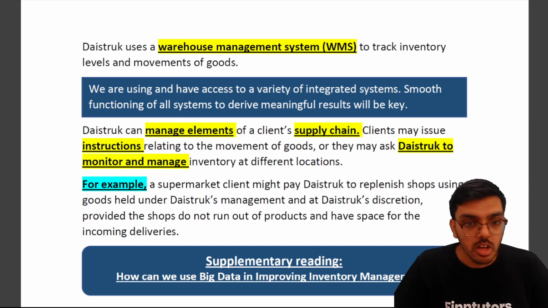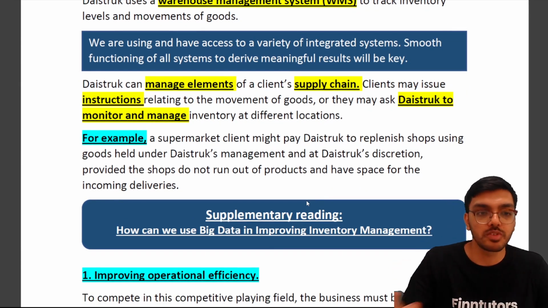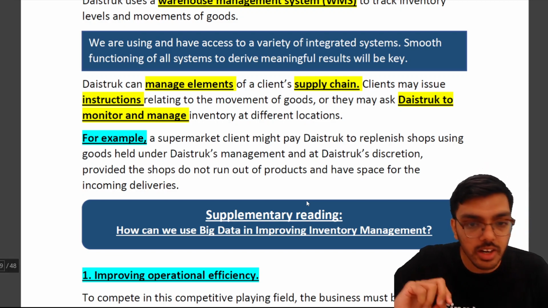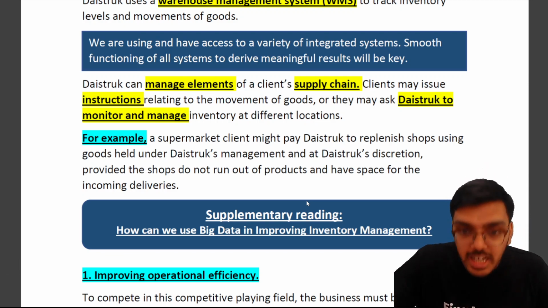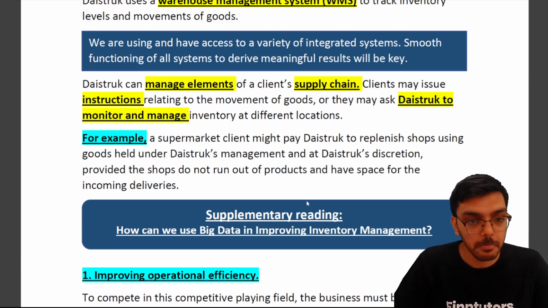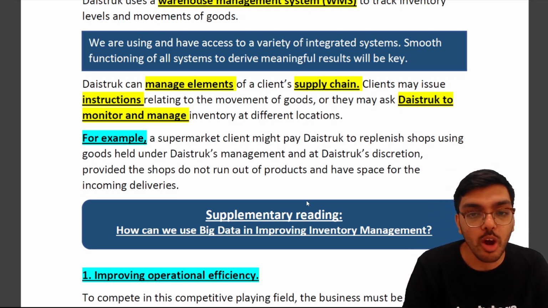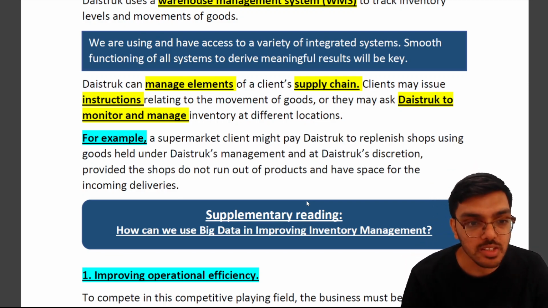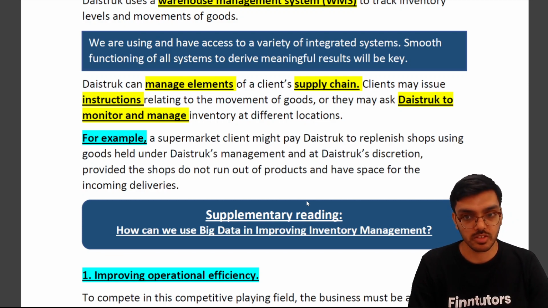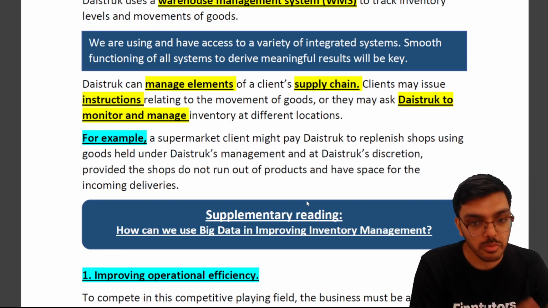For example, a supermarket client might pay Daistruk to replenish shops using goods held under Daistruk's management and at Daistruk's discretion, provided that the shops do not run out of the products and have space for incoming deliveries. So again, it is a service that we offer.